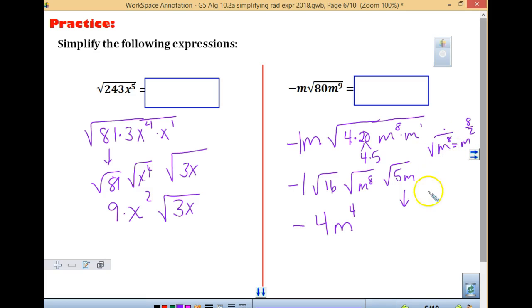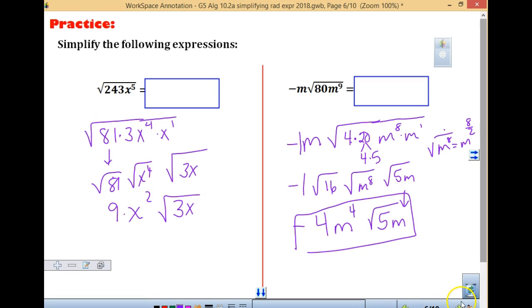Square root of m to the 8th. There we go. And then we have the square root of 5 for our answer. So kind of like those worksheets that we've been doing, right? We got a few more, as we are simplifying. So now they give you some with multiplying with your radicals.